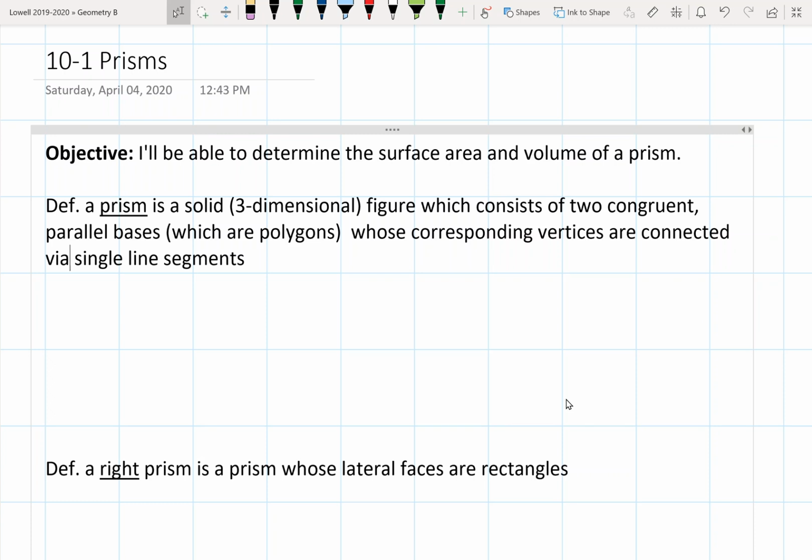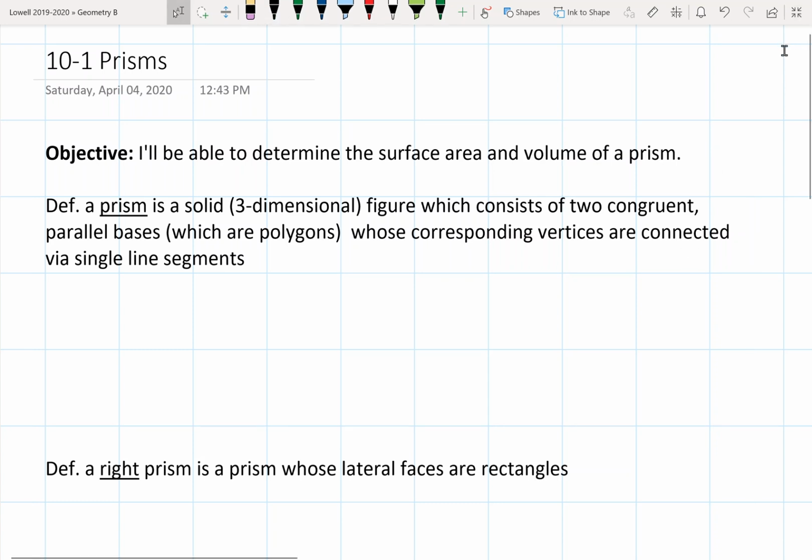Okie dokie geometry folks. So here's a look at chapter 10. Chapter 10 is all about solids now. So we're going from 2 dimensions to 3, which is cool because it's the one we live in.